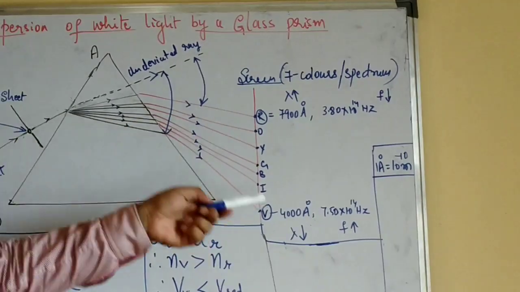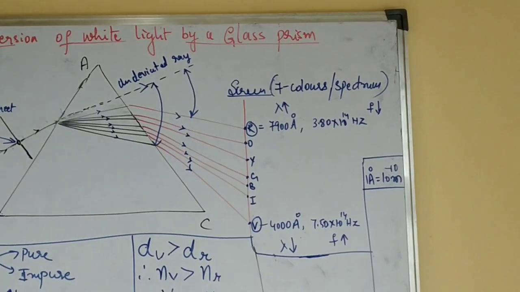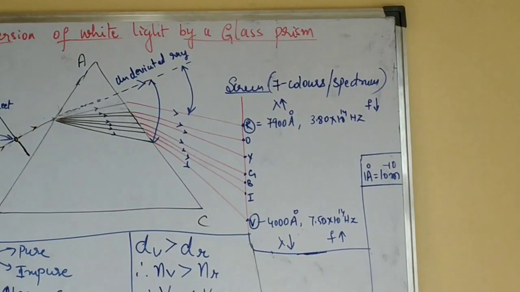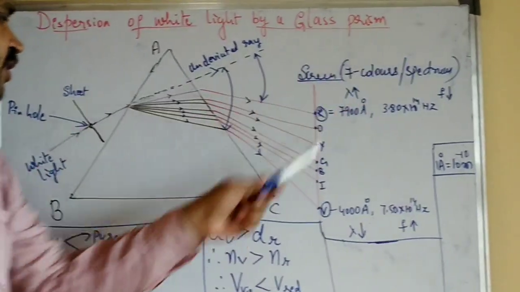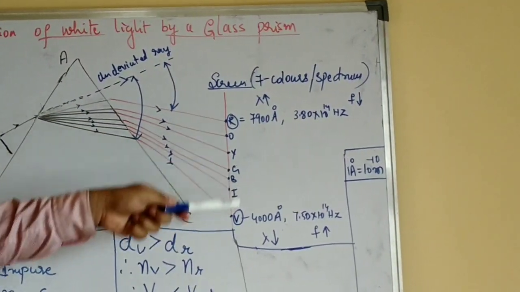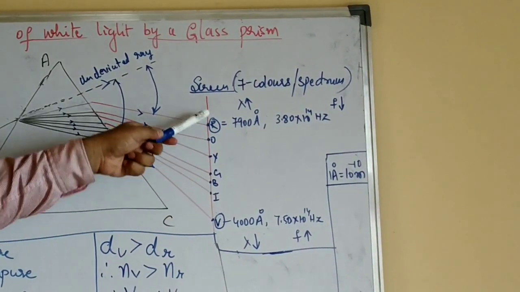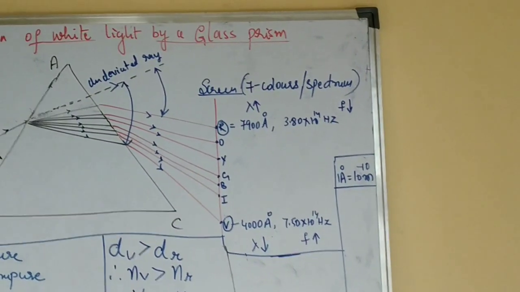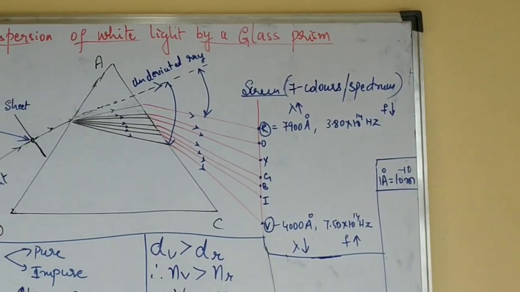These 7 colors are called the spectrum, and since this spectrum is visible by a human eye, it is also called the visible spectrum. This spectrum of 7 colors you can see here, VIBGYOR, that is violet, indigo, blue, green, yellow, orange, red, of different wavelengths is visible by a human eye, so that's why it's called the visible spectrum.